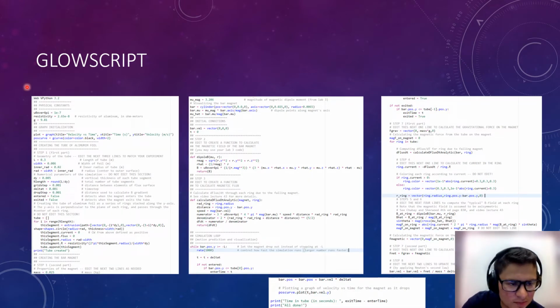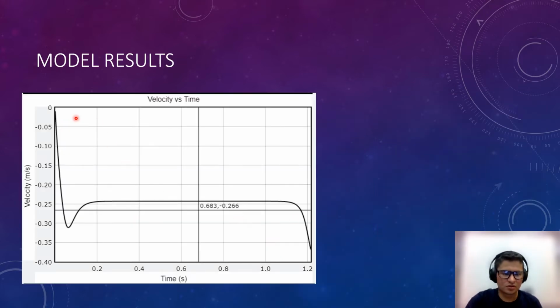So here's my GlowScript. As you can see, it's split into four parts. Some pretty important areas are the flux, the currents, and the F net, the F gravity, and all that. Here are some of the results. We see there's a decrease in velocity, then a constant velocity when it's going through the tube, and just when it comes out, there's a very tall spike in velocity.